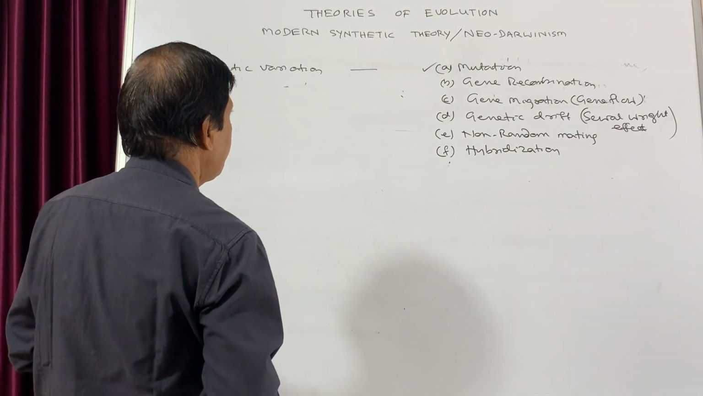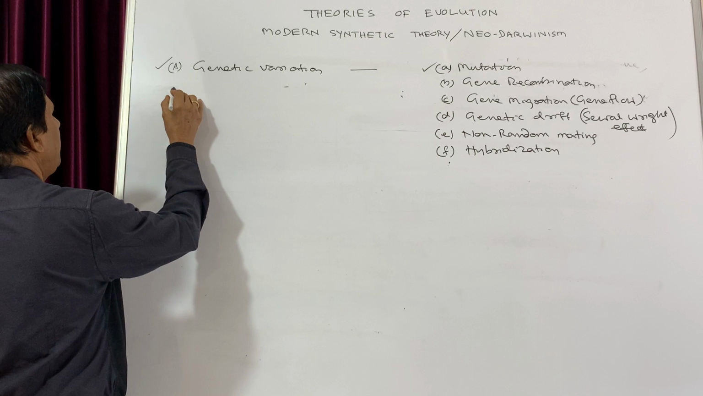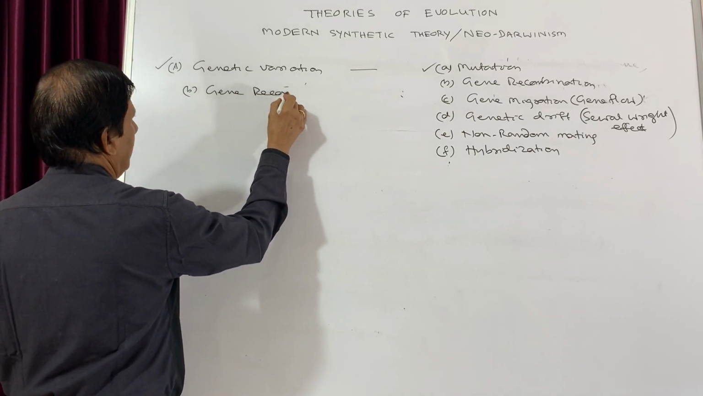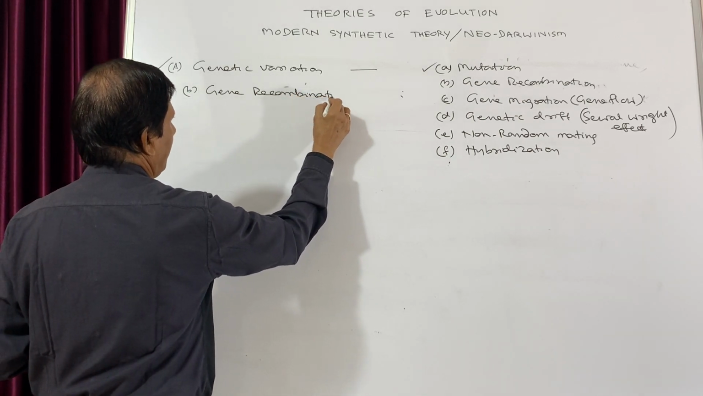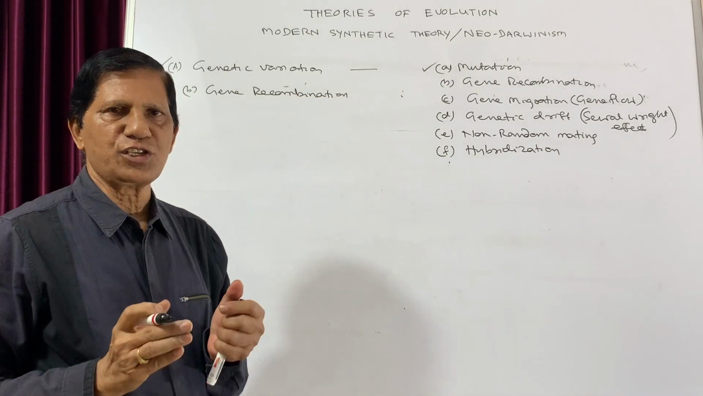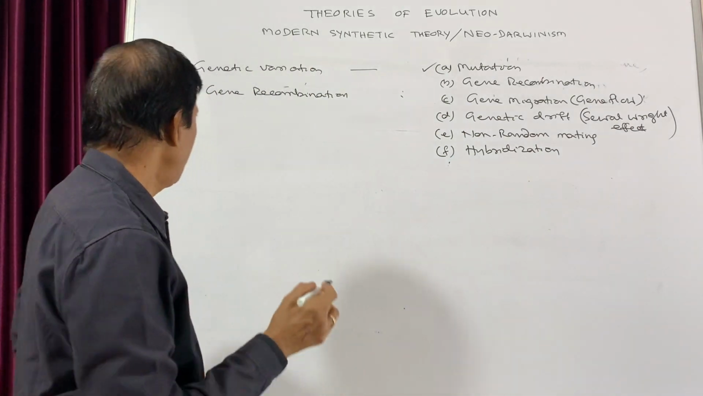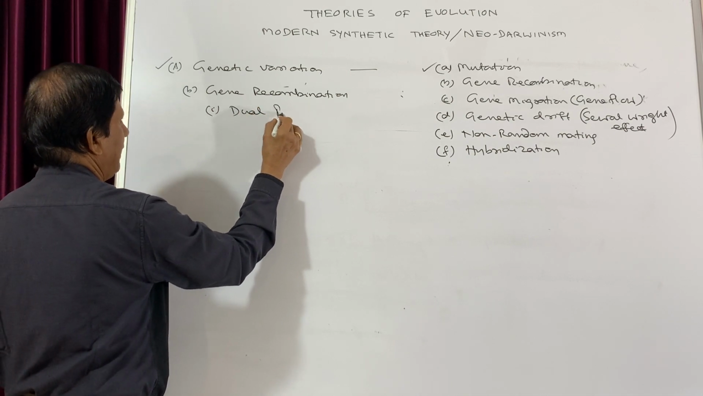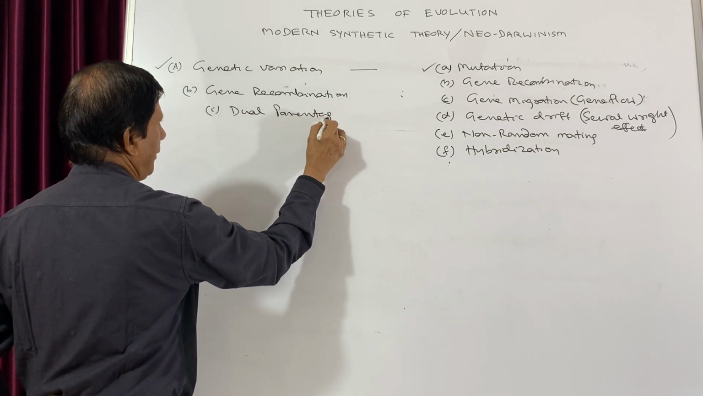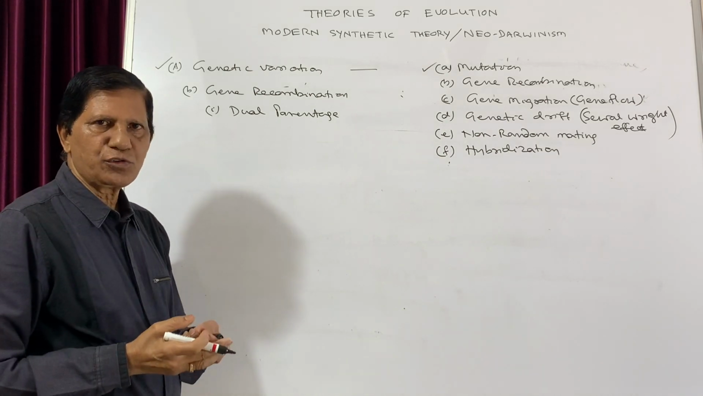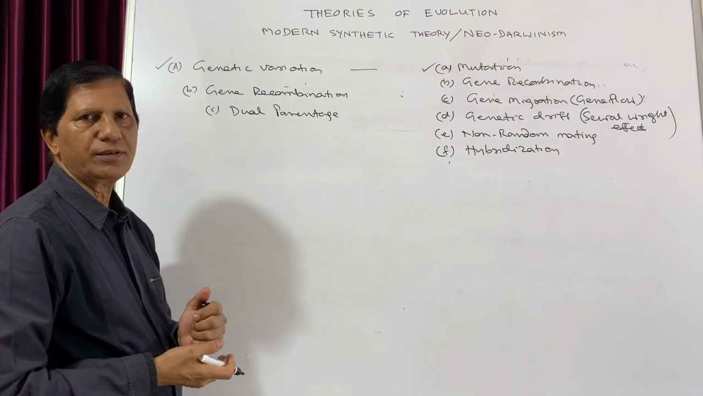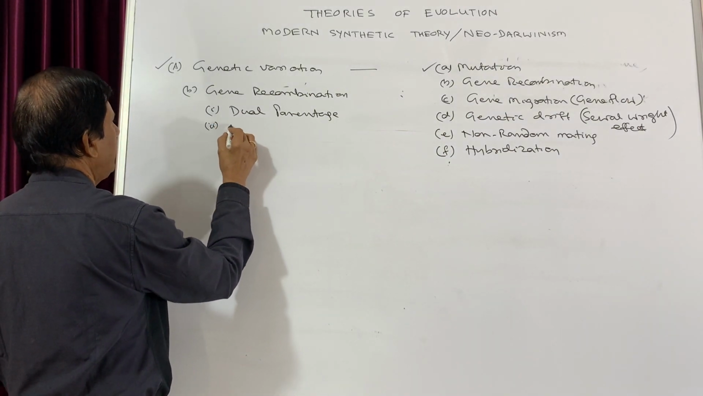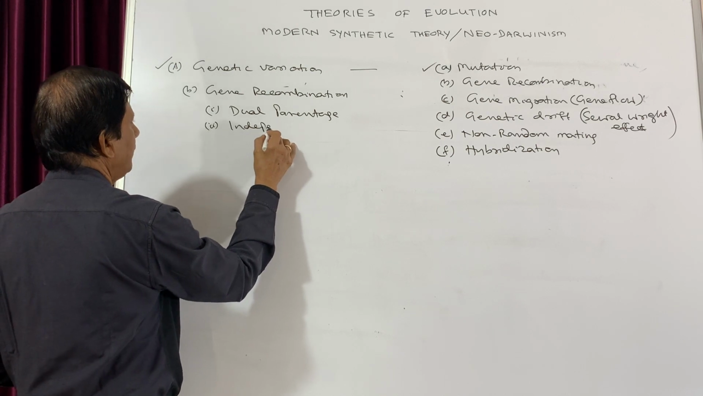Now we'll discuss the second point, that is gene recombination. So what are the different reasons for this gene recombination? Now one may be due to dual parentage. When offsprings are produced sexually, two parents are required. So that is one of the important points. The second important point is independent assortment.